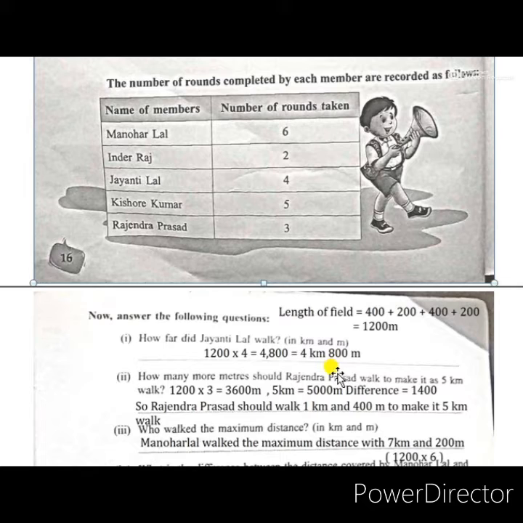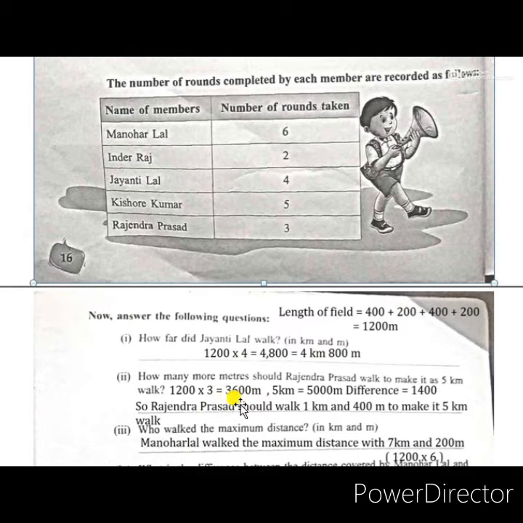Now see the next question. How many more meters should Rajendra Prasad walk to make it a 5 kilometer walk? Rajendra Prasad is the last name given in this box. How many rounds can he take in a day? 3 rounds. Here also we have to multiply the total length of the field by 3 because he will take 3 rounds a day. So 1200 multiplied by 3 equals 3600.